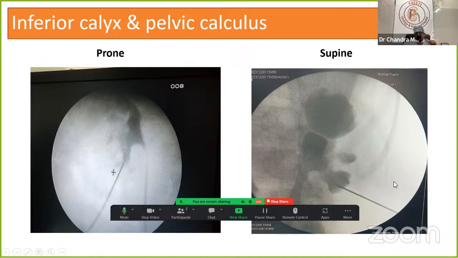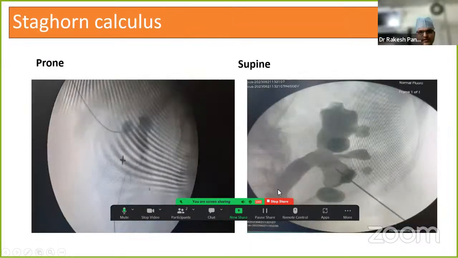Then coming to staghorn stone, like both pictures, this is prone PCNL done. For staghorn stone, superior calyceal access is better. We will always look down and we will be able to reach all the calyces from the upper calyx.